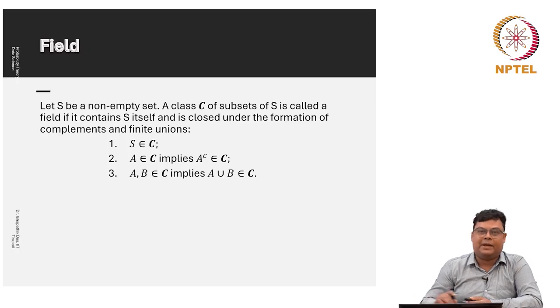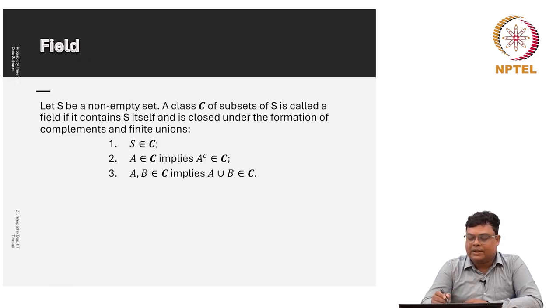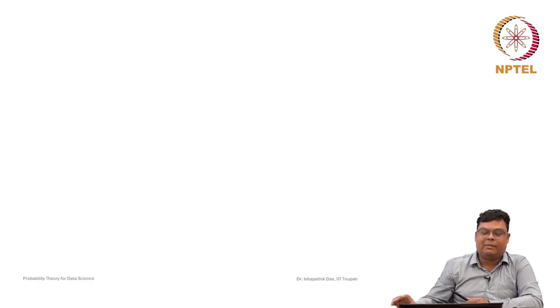First, we will discuss the definition of a field. So, let S be a non-empty set. A class C of subsets of S is called a field if it contains S itself and is closed under the formation of complements and finite unions. So, a field is defined like that.